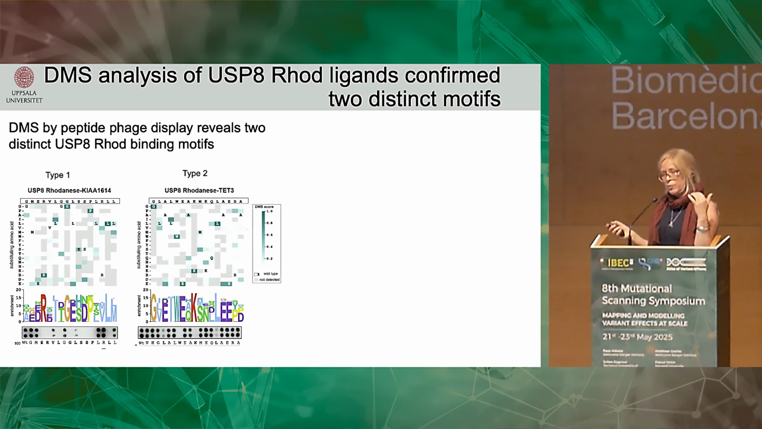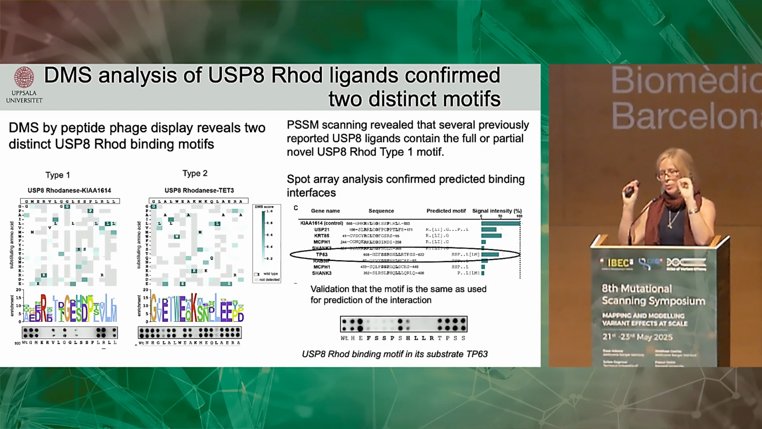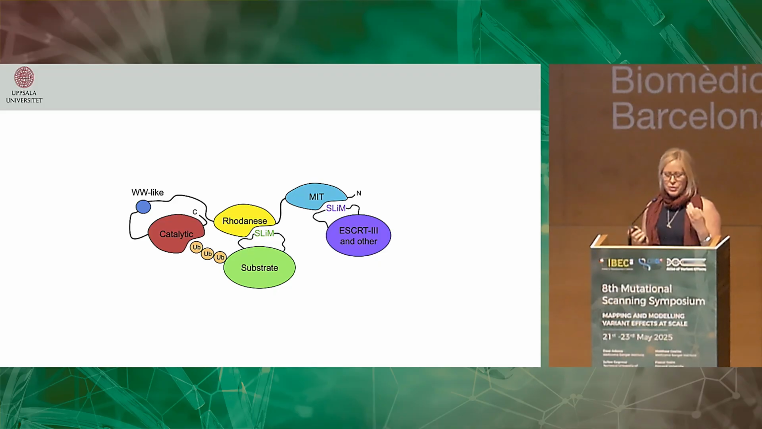We thought this was very curious, so we came back to the original question of how USP8 binds to its substrates. Might this motif direct the enzyme to its substrate? To answer that, we did motif scanning, using the type 1 motif to scan USP8 substrates for matching motifs. A couple of them had the full matching sequence, while many had partial motifs. Then we validated these interactions using peptide spot analysis, and also validated that the motifs we used for predicting the interactions were important for binding. This is our current very schematic picture of how motif binding of the rhodanese domain might contribute to substrate binding. For people in your field, this might be relevant when you look at the effect of disease-associated mutations.